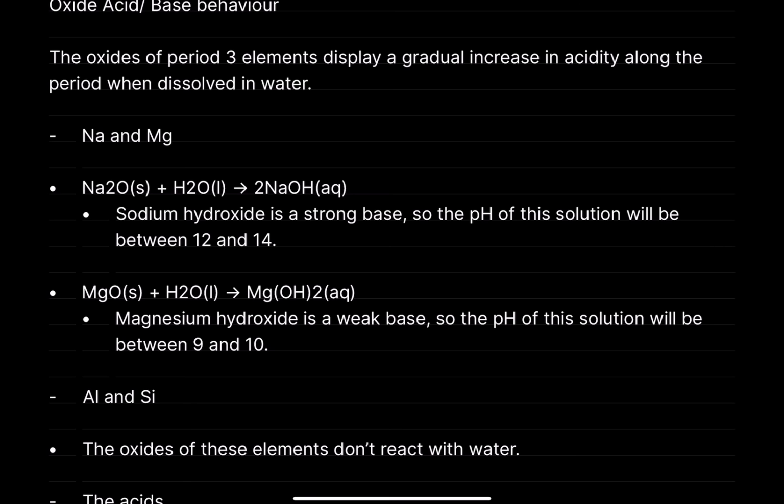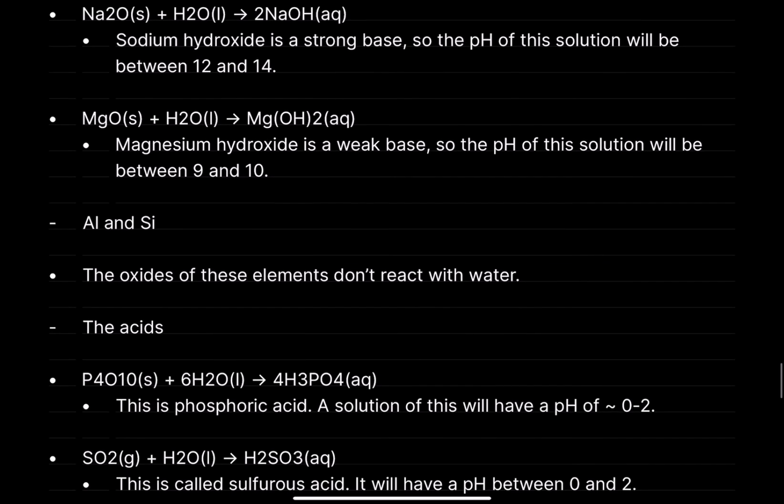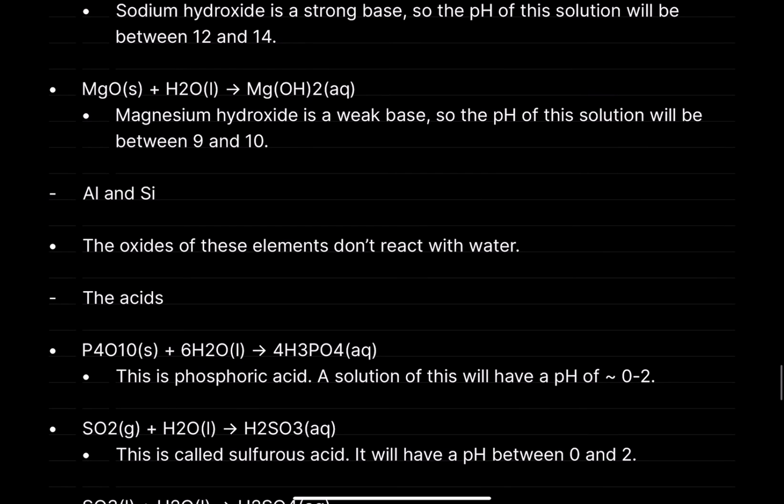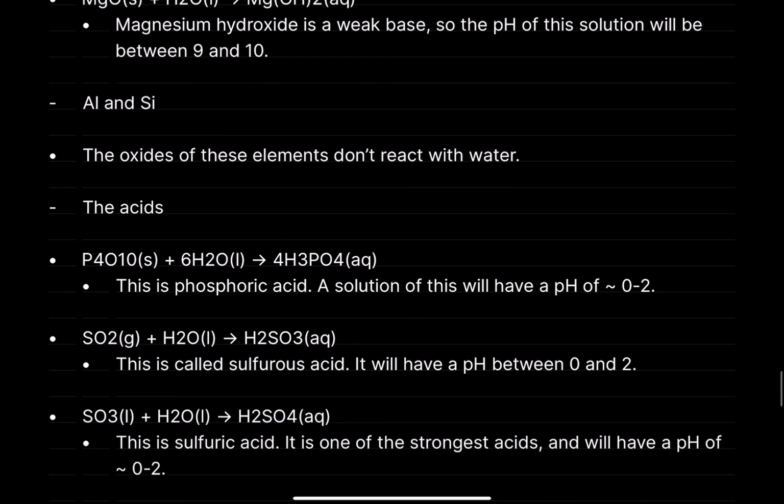So magnesium oxide is a basic compound, but not as basic as sodium oxide in solution because it doesn't form a base that's as strong as sodium hydroxide. So magnesium hydroxide is a weak base, so the pH of the solution will be anywhere between 9 and 10. Now, the oxides of aluminium and silicon don't react with water, so we don't really look at them as much when we're talking about how they react with water.